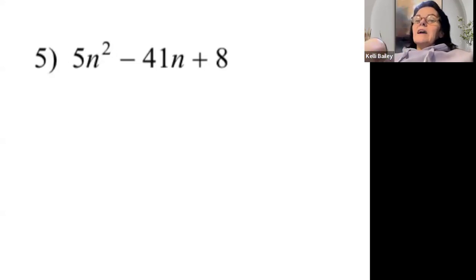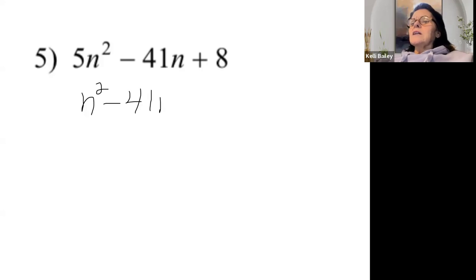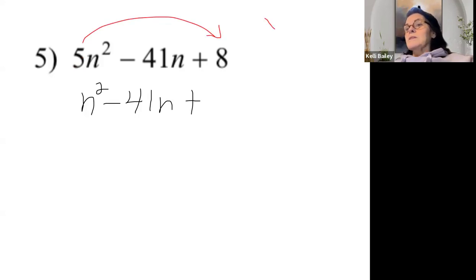I am very annoyed that there's a 5 there. I just want n squared. n squared minus 41n plus, but guess what? I can't just leave poor little 5 out in the cold. Nobody to turn to. So I have to use him and make him go over and multiply by 8. So I'm multiplying that times 5. 8 times 5 is 40.